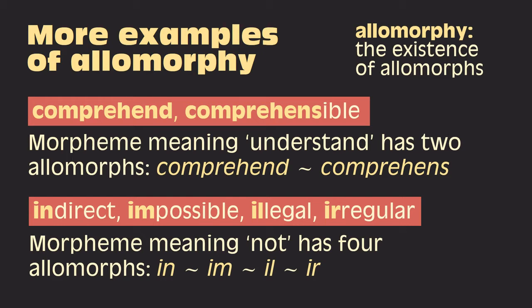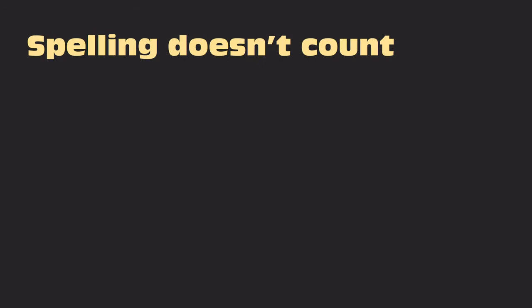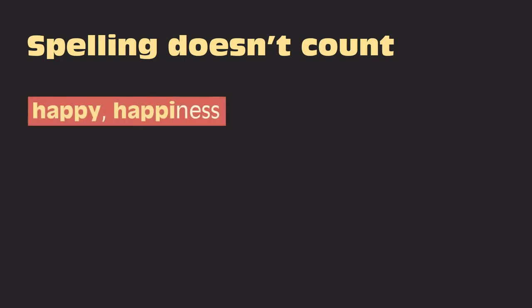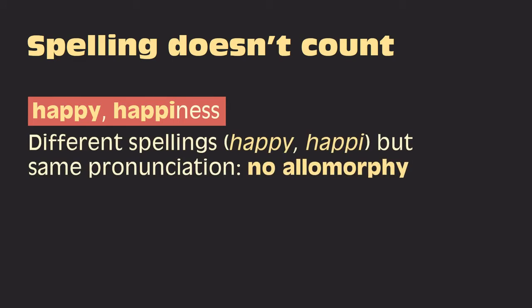Allomorphs must involve different pronunciations, not just different spellings. Consider the words happy and happiness. These words both contain the morpheme happy. In the first word, the morpheme is spelled with a Y, whereas in the second word, the morpheme is spelled with an I. You might think this is another case where the same morpheme has two allomorphs, but it's not.